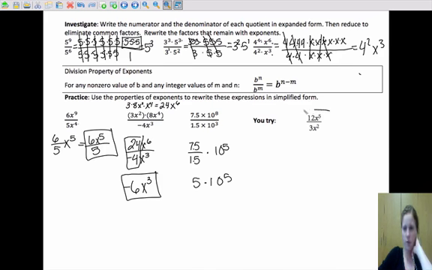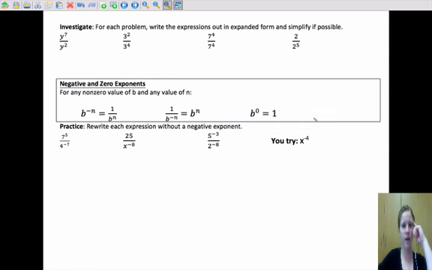Okay, why don't you try this problem? All right, and then the last thing we're going to do is investigate negative and zero exponents.